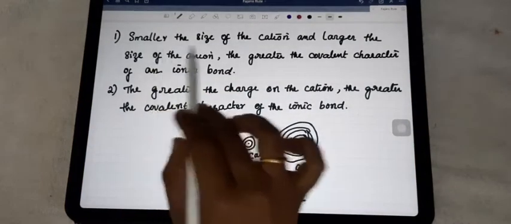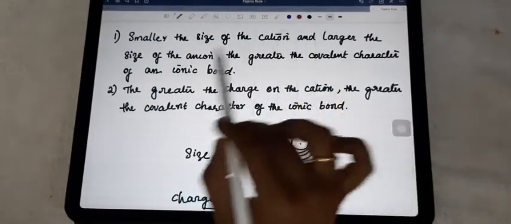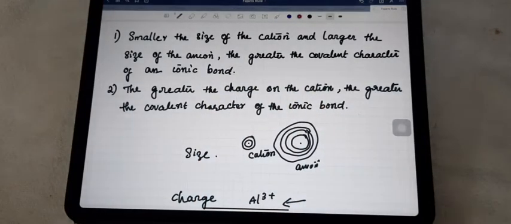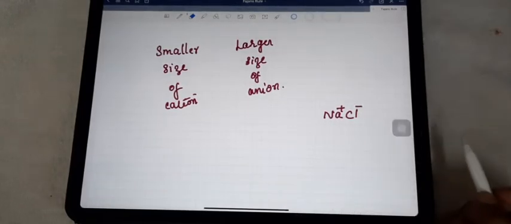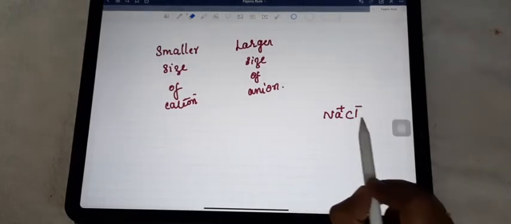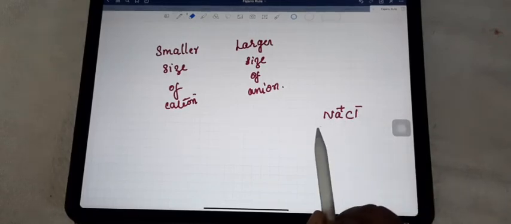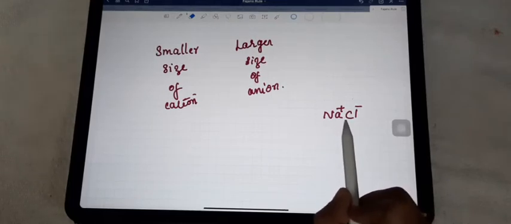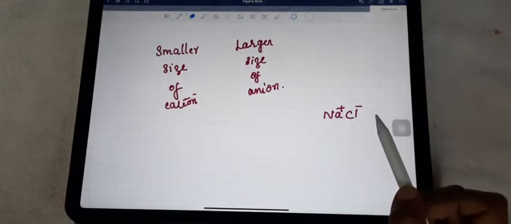First one: the smaller the size of the cation and the larger the size of the anion, the greater is the covalent character of an ionic bond. This is just a representation of an ionic bond. That means due to the transference of electrons, or by the loss or gain of electrons, the charges are developed, as in the case of an ionic bond. So in this type of ionic bond, we are going to see that there is some partial covalent character also. How is it possible?